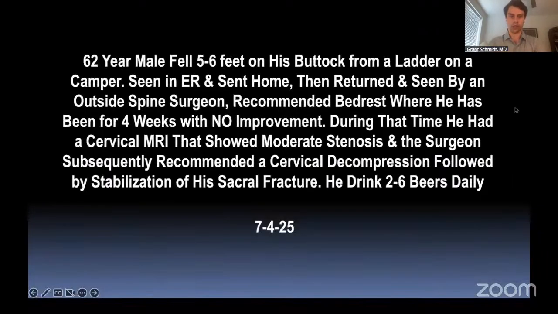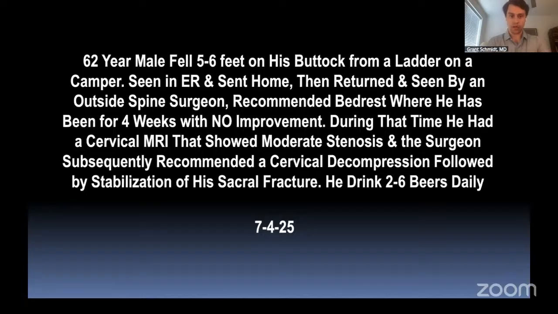So I'm Grant. I'm one of the third-year orthopedic residents. The case is a 62-year-old male who fell 5 to 6 feet off a ladder onto his buttock on a camper. He was seen in an outside hospital ER and sent home, and then returned and was seen by an outside spine surgeon who recommended bed rest, after which the patient had no improvement after 4 weeks.